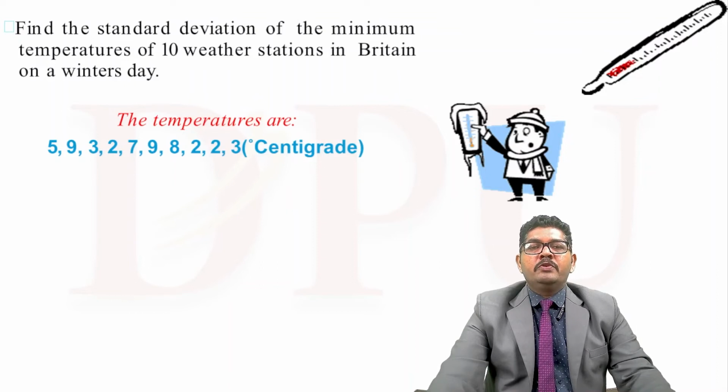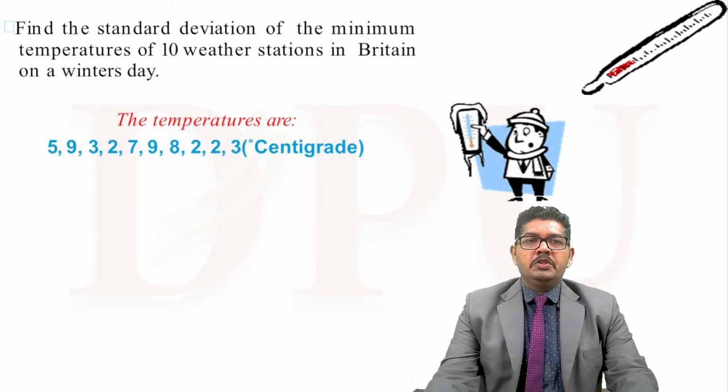So we have understood the theoretical background of all the measures of dispersion. We have understood what is range, what is quartile, interquartile range, what is quartile deviation, what is mean deviation, what is standard deviation. We have understood what are the merits and demerits of various measures of dispersion. So standard deviation: find the standard deviation of the minimum temperatures of 10 weather stations in Britain on a winter's day.